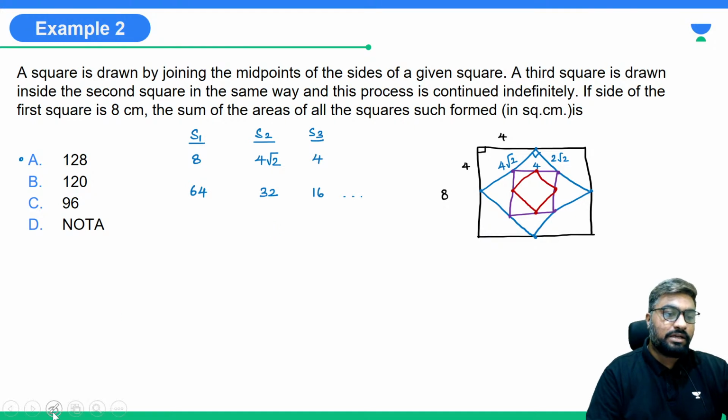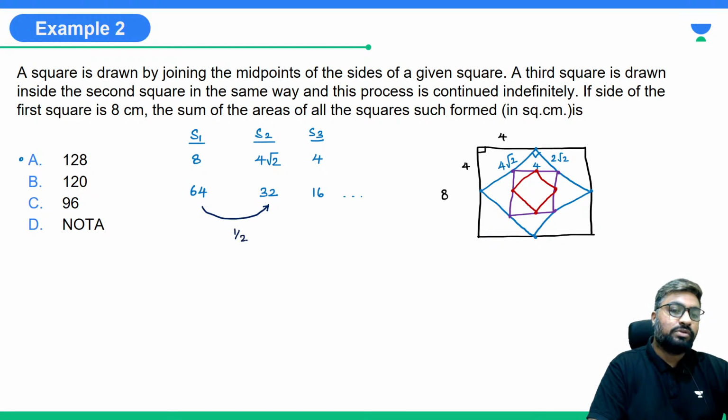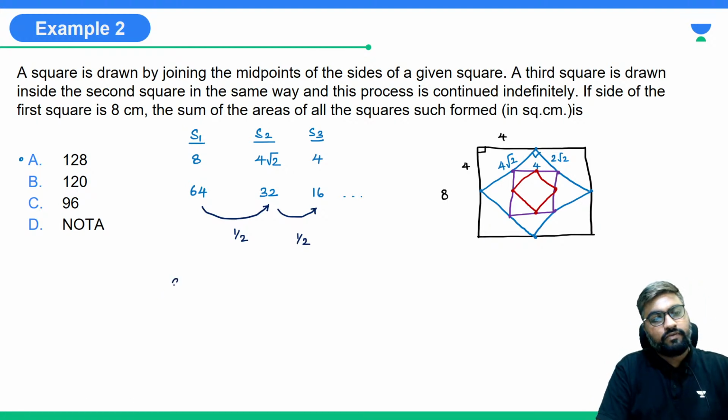We are forming a GP. Yes, a GP is being formed here, where the common ratio is 1/2. Correct? An infinite GP with common ratio 1/2. So the first term of this GP is 64. The common ratio is 1/2, and this is an infinite GP, whose sum is what?